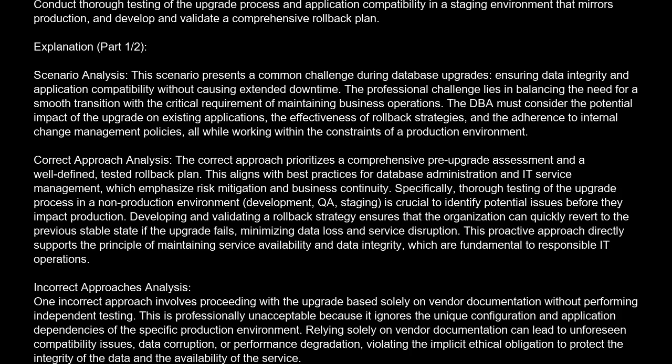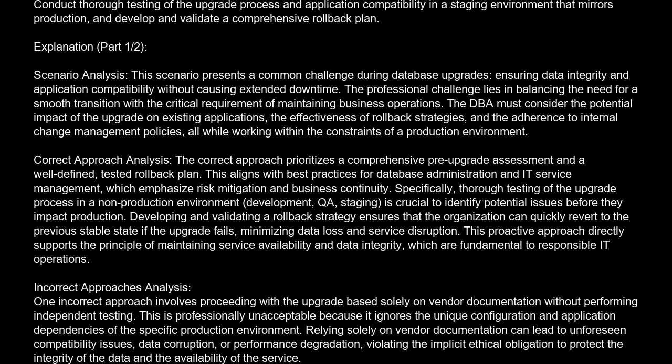Explanation. Scenario analysis. This scenario presents a common challenge during database upgrades: ensuring data integrity and application compatibility without causing extended downtime. The professional challenge lies in balancing the need for a smooth transition with the critical requirement of maintaining business operations. The DBA must consider the potential impact of the upgrade on existing applications, the effectiveness of rollback strategies, and the adherence to internal change management policies, all while working within the constraints of a production environment.